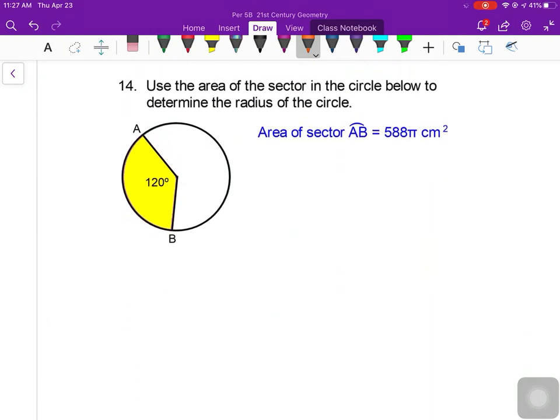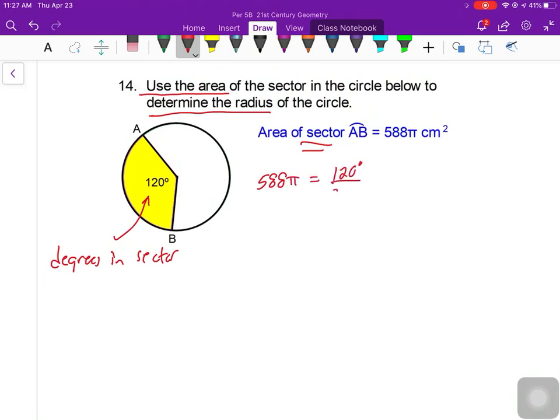One more practice one. So here, yet again, we are asked to use the area to determine the radius. Here we have the degrees in the sector. And then, of course, the area of the sector. So 588 pi goes in over here. 120 degrees divided by 360 degrees. Since it's area, we have pi times radius squared.